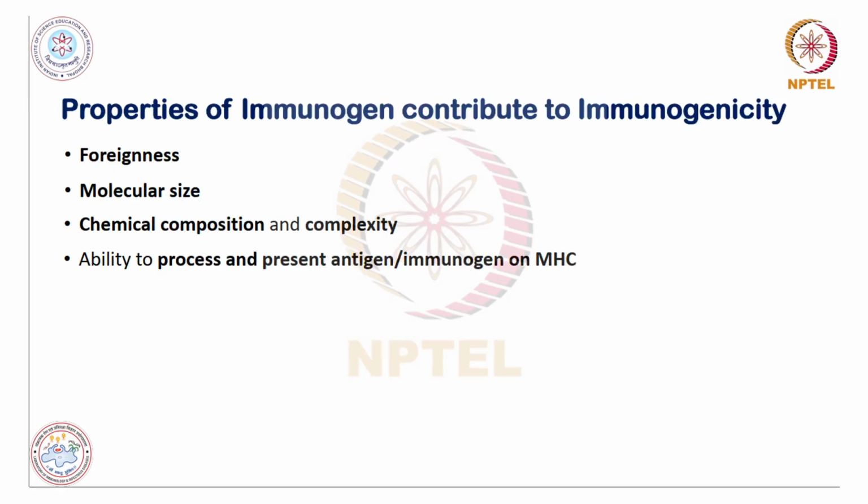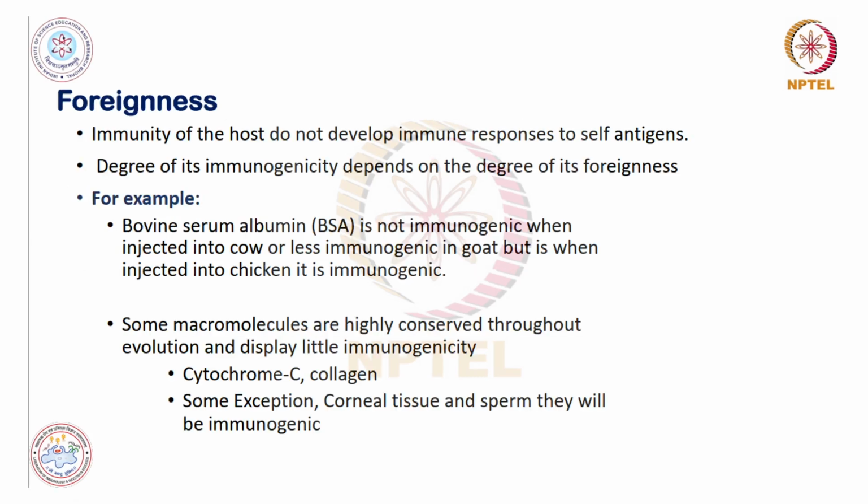We were discussing the properties of immunogen which contribute to immunogenicity. It got stuck in between, so I'm sorry for that. We'll start this portion again. An immunogen should be foreign. It should have a particular molecular size. Its chemical composition and complexity also matter to induce an immune response. Its ability to process and present antigen or immunogen on MHC molecules, which we will study in upcoming slides. So the first property is its foreignness.